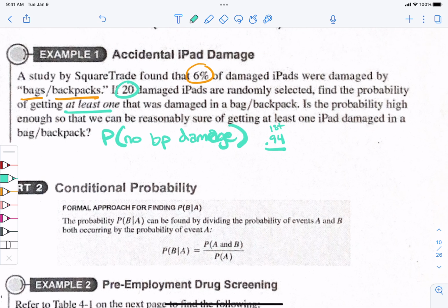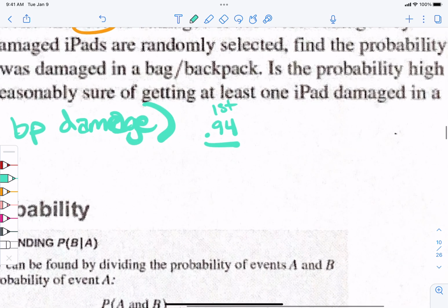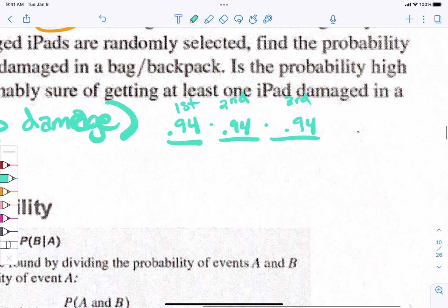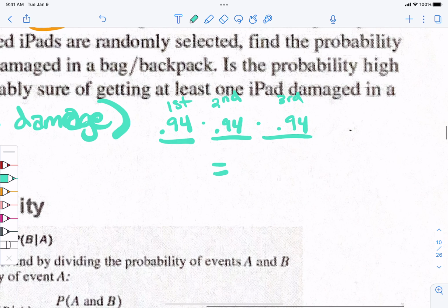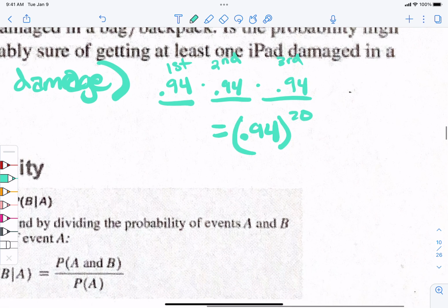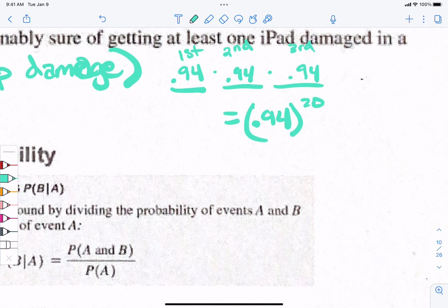0.94. 6% were damaged by backpacks. What's the chance that the second one was not damaged by a backpack? 0.94. The third one not damaged by a backpack, 0.94. How many times do I have to do this? 20 times. Okay, I don't want to do that. I want to do 0.94, not times 20, to the 20th power. 0.94 to the 20th power.